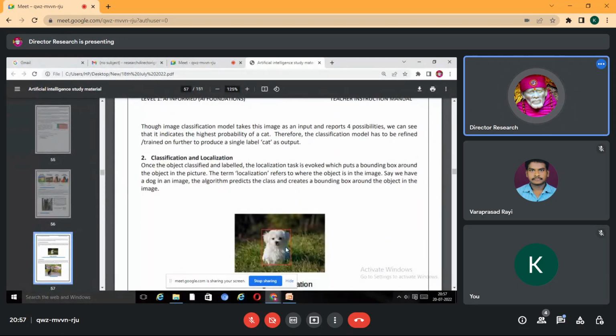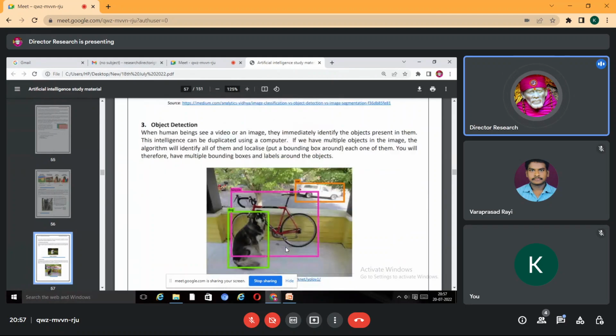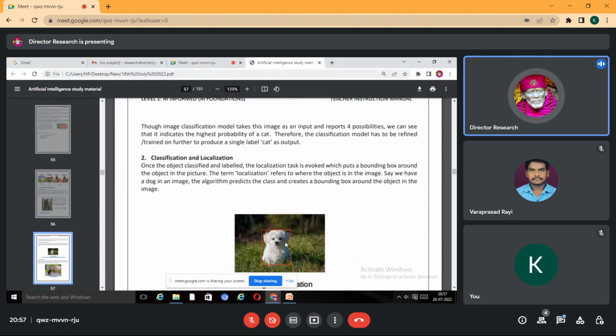Object localization is a task. Localization refers to where the object is in the image. Object detection: when human beings see a video or image, they immediately identify the objects present in them. This intelligence can be duplicated using a computer. If we have multiple objects in the image, the algorithm will identify the multiple objects. Car, bicycle, and this dog. You can identify this as a single object identification.